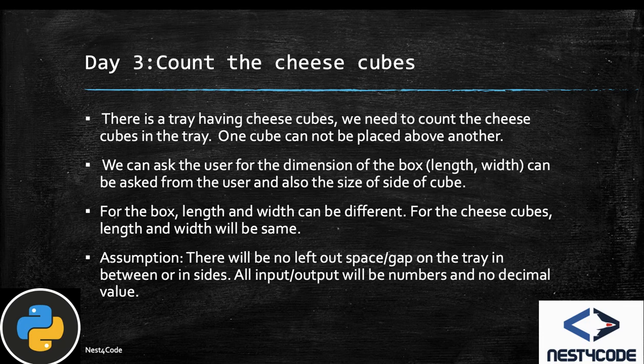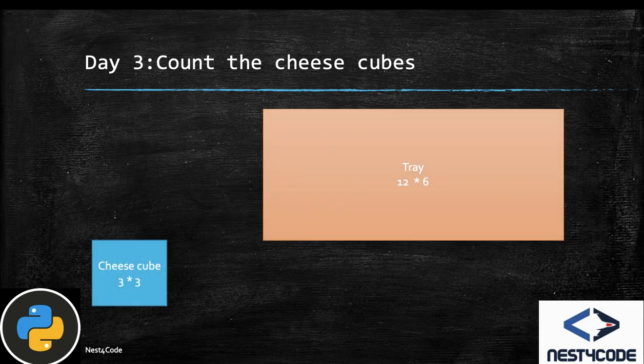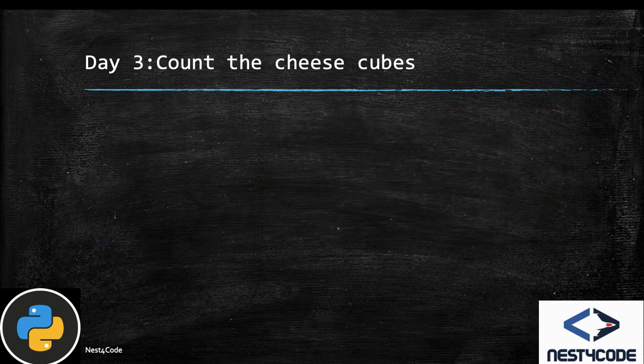Let's understand this problem in a better way. Let us suppose our tray is of size 12 by 6, where 12 is the length and 6 is the width. The cheese cube is 3 by 3 because its sides are the same. So we're just getting an input of 3, and it will be a 3 by 3. Let's try to place it in the tray.